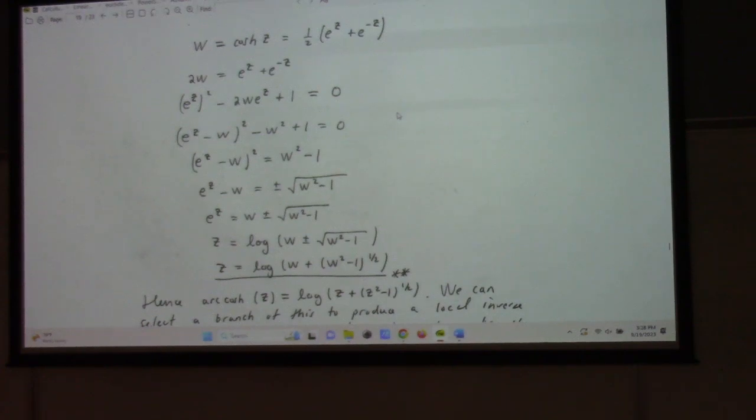This same method of analysis works for all of our elementary functions, because they're all based on what? They're all based on the exponential, which means that the inverse in one way or another is all based on the logarithm. All right, so it's like the same thing every time.